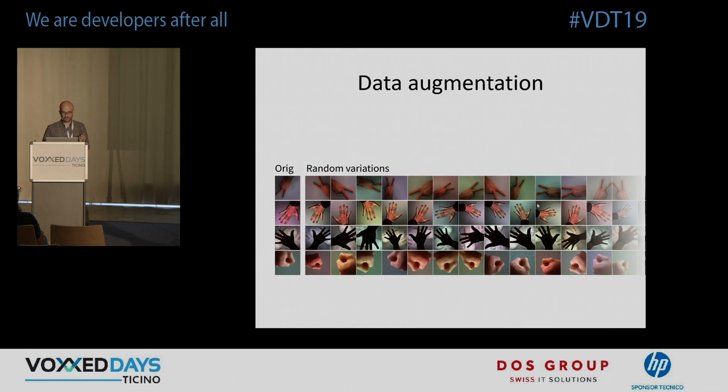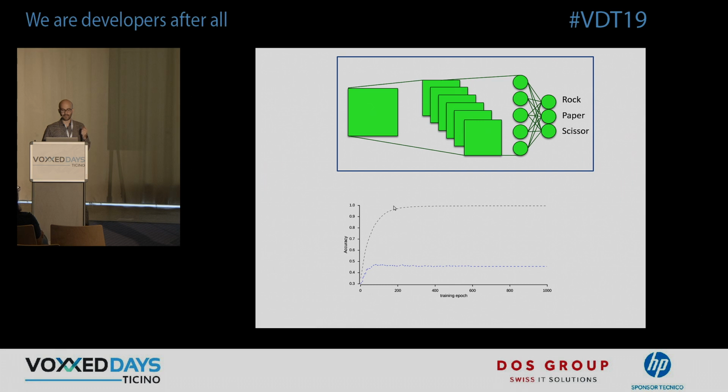This is an example, the original image and all the variations. When we train, the accuracy on the training set, the black line, grows, but it doesn't grow so fast. And the accuracy on the testing set, the blue line, stays more or less like that. This makes us happy. It means that we are actually learning something that not only applies to our training data, but also generalizes to the data on which we want to apply the model.